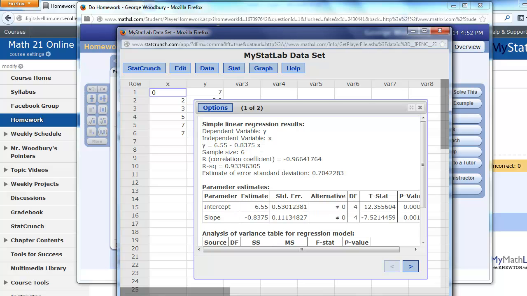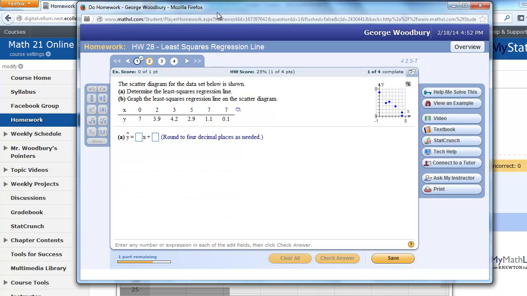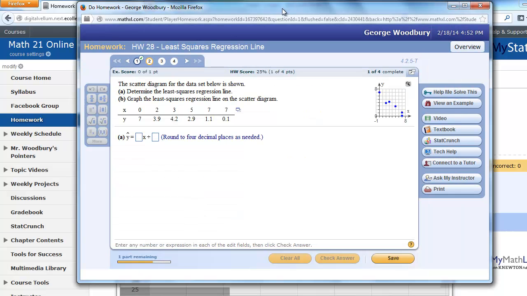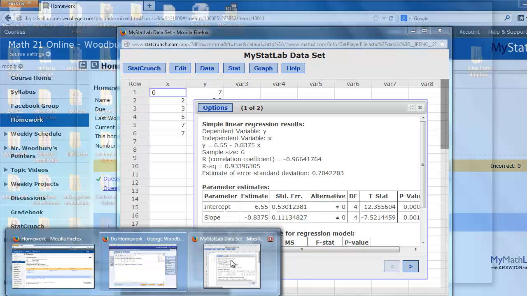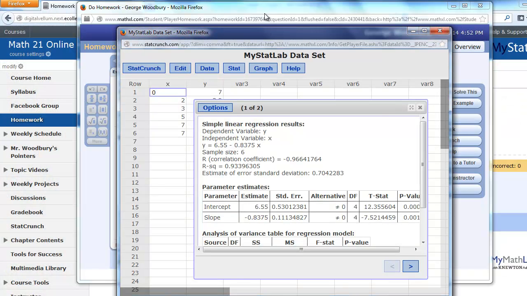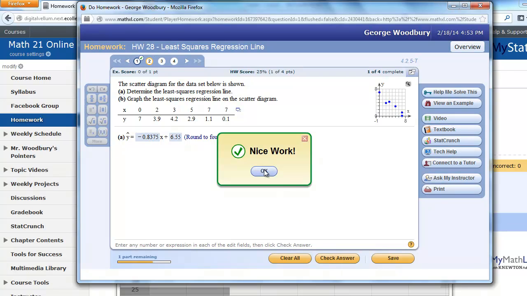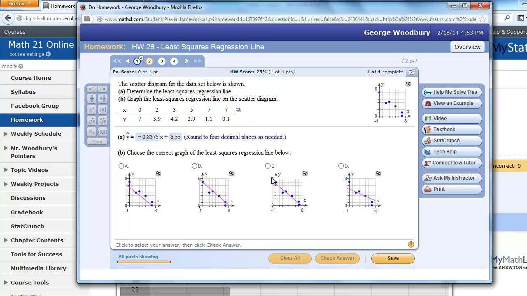So I'm going to go back to the homework window. I need the slope, the number being multiplied by x, and I need to round that to 4 decimal places. So head back. That was negative 0.8375. So negative 0.8375x. And now I need the y-intercept, which was the first number given to us. That's 6.55. Check answer. Nice work.